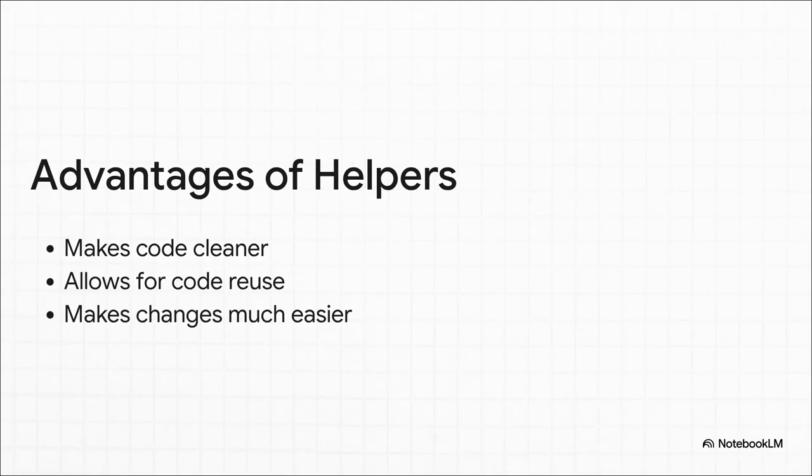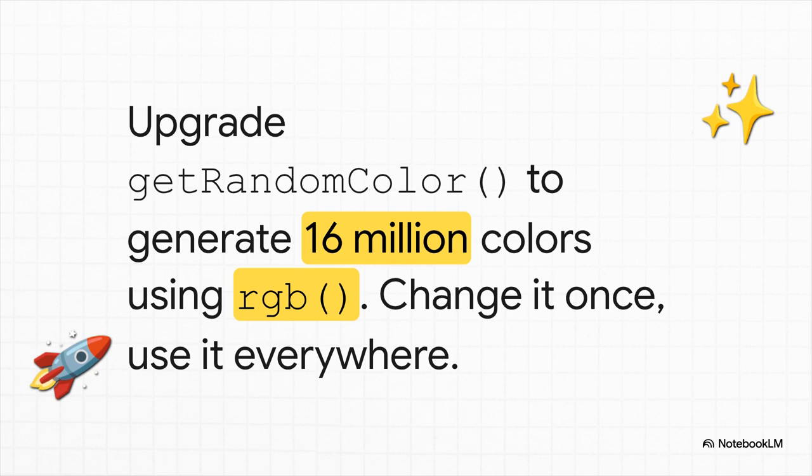For sure, it makes your code cleaner and easier to read. But the real superpowers you unlock here are code reuse and making changes a breeze. You write the logic for getting a color once, and then you can call it from anywhere in your program. And if you ever want to change how it works, you only have to edit it in one single place. Let's put that to the test.